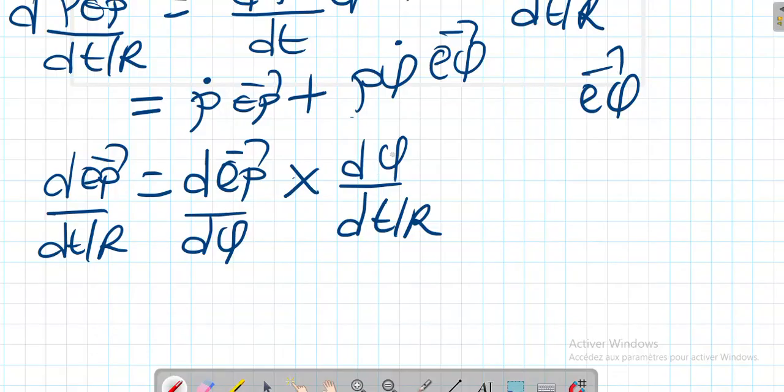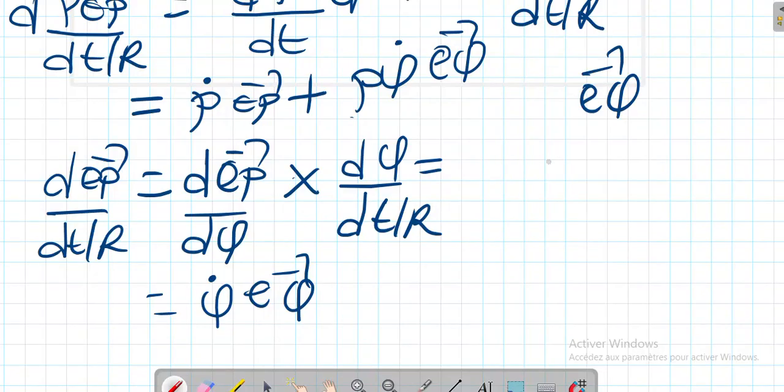Then what is the derivative of rho of phi with respect to time? This is just nothing other than phi dot. So this part will be equal to phi dot. Then the derivative of E rho with respect to phi is equal to E phi.